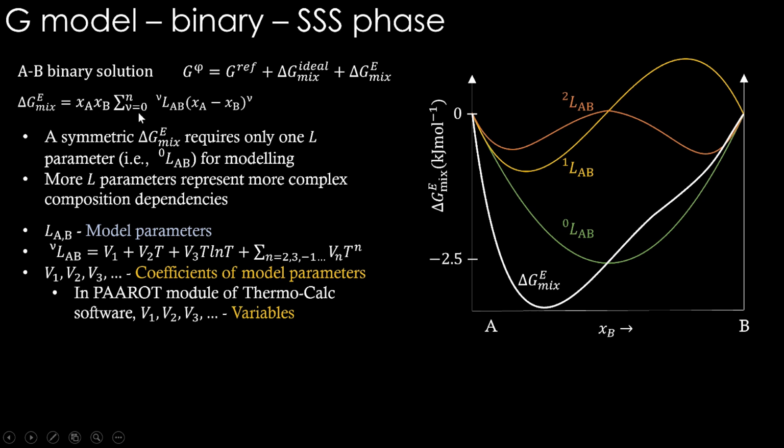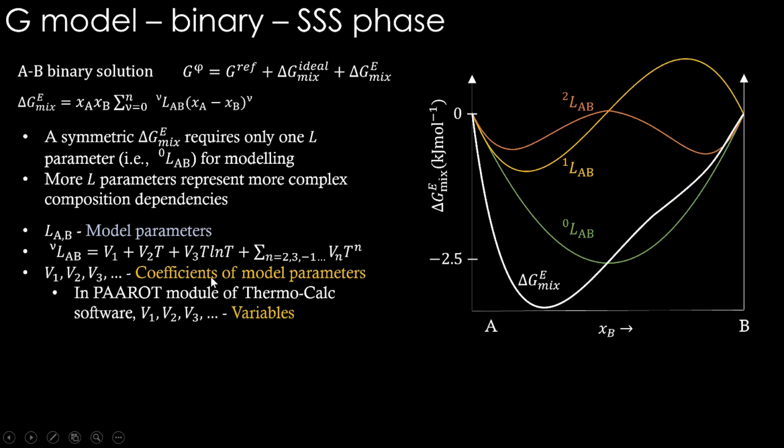So this is the model we saw for a substitutional solid solution phase. And these model parameters L AB will have this kind of temperature dependency, V1 plus V2 T plus V3 T ln T and so on, where V1, V2, V3 are called coefficients of the model parameters.